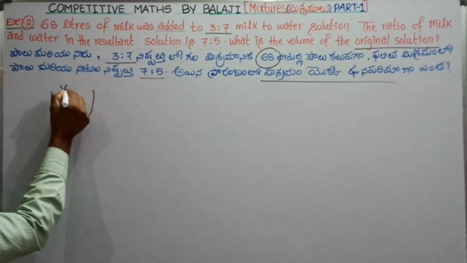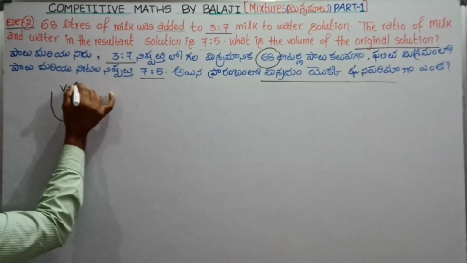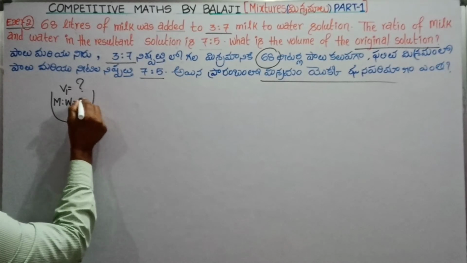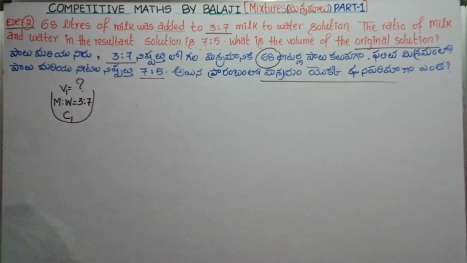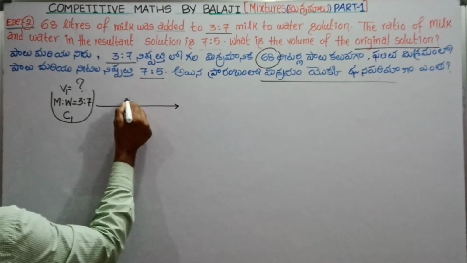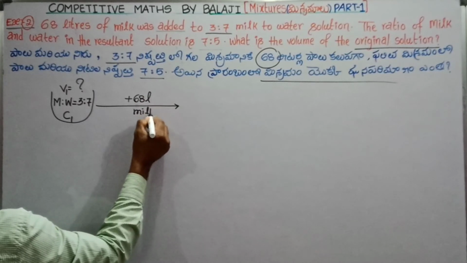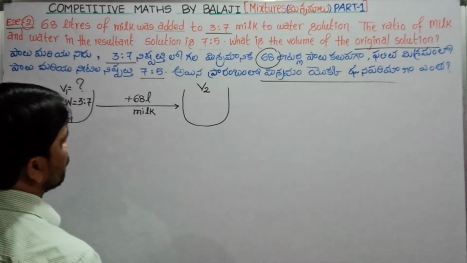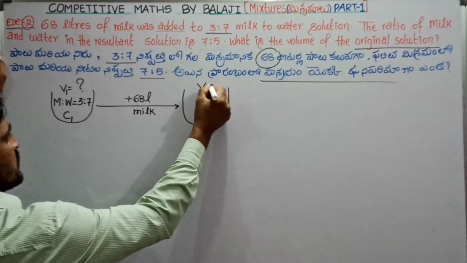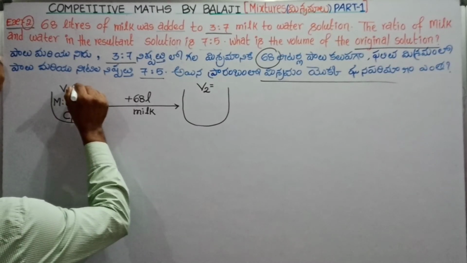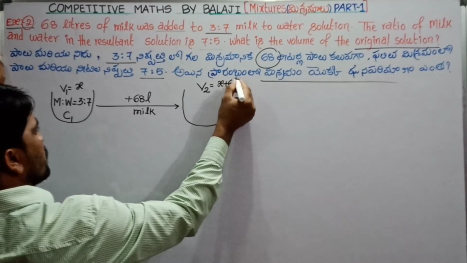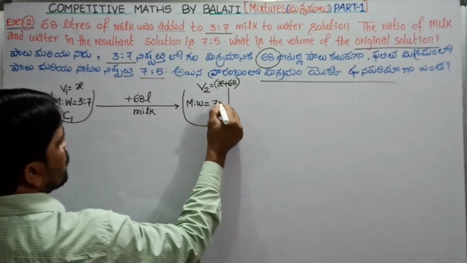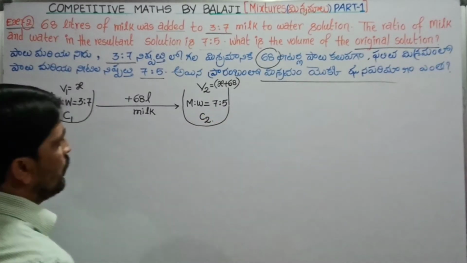Yes, solution. So it is the volume of the initial mixture. We don't know the actual value, but we know that the milk to water ratio in this mixture is 3:7. Let us suppose C1 is the concentration of the initial mixture. Now we are adding 68 liters of milk. So the resultant mixture volume be V2. Suppose the initial volume is X, then it is X plus 68. And the ratio of milk to water in the resultant mixture is 7:5. Let us suppose the concentration of the final mixture be C2.